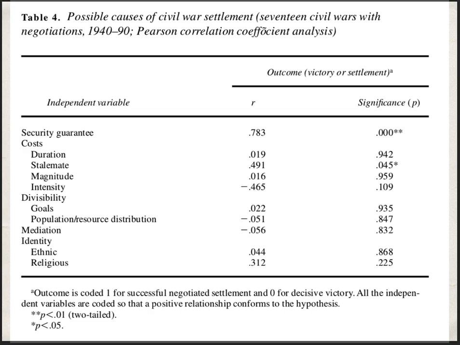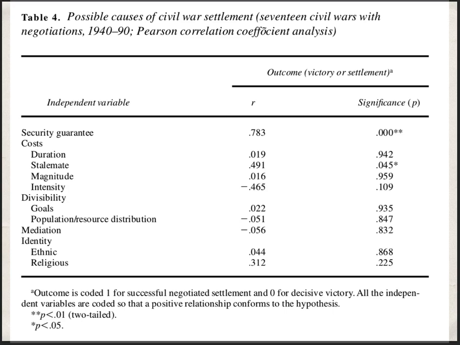Here, we have the actual settlement characteristic, right? Now, the evidence is even clearer. The security guarantee remains very strongly related to whether we will see a peaceful settlement, and the cost stars drop away. So in general, there's very, very little relationship between settlement and the operationalization of the variables that represent the other theories of why civil wars may or may not settle. So for this reason, Walter is able to argue that outside forces can provide security guarantees and end civil wars.